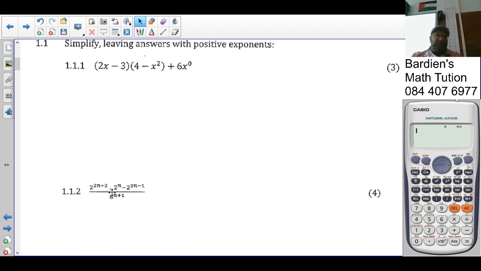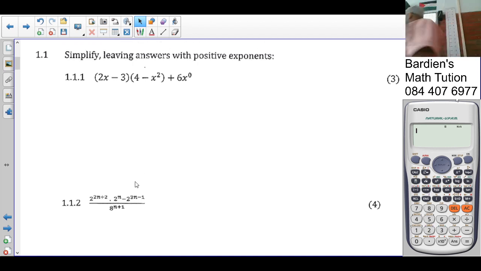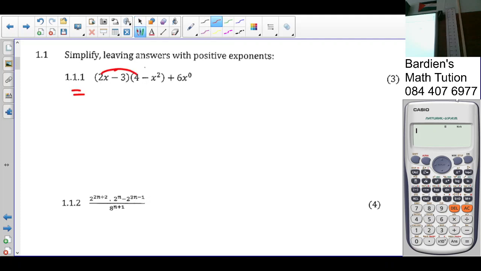People, question 1.1.1. We are told, simplify, leave your answer with positive exponents. So we're going to FOIL this. We're going to multiply this out using the distributive law. 2x times 4 is going to give you 8x. 2x times negative x squared is negative 2x cubed. Negative 3 times 4 is negative 12. Negative 3 times negative x squared is positive 3x squared, plus anything to the power 0 is 1. 1 times 6 is 6.